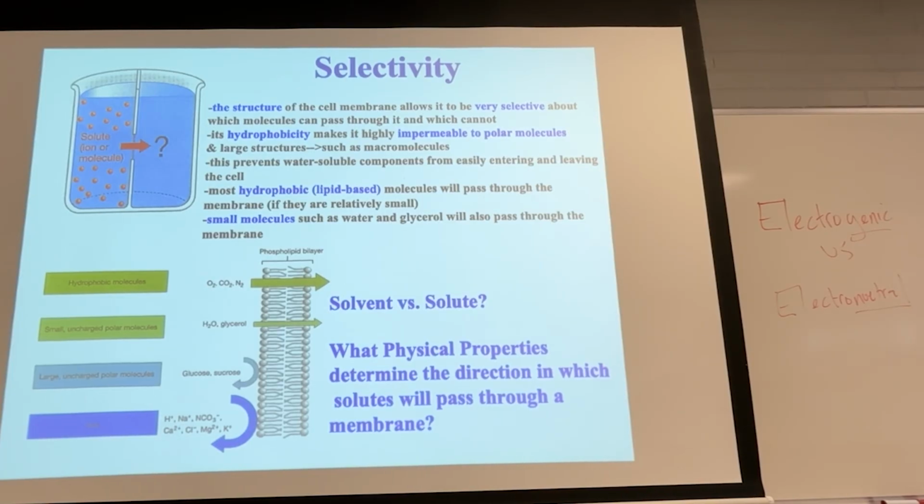No problem at all. Now, larger polar molecules, glucose, sucrose, amino acids, right? They're big and partially charged. They can't cross the membrane. They're just too big and too charged, right? Anything that's an ion or that has true charge, like positive and negative, anions, cations, cannot move across the membrane without help.